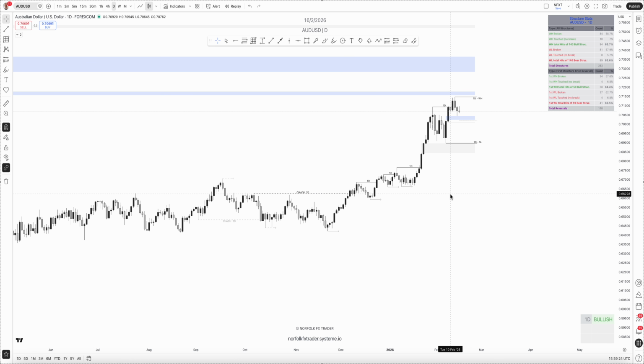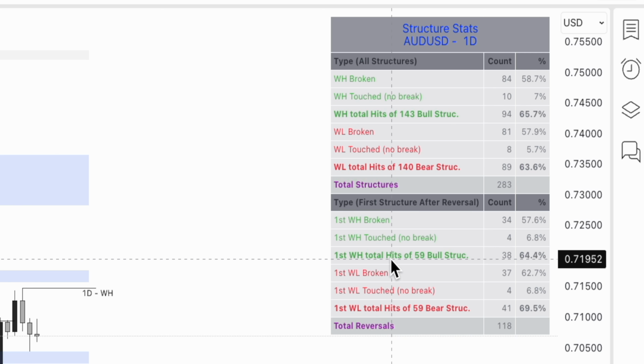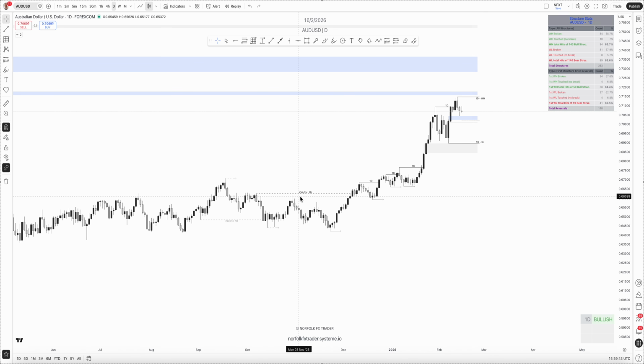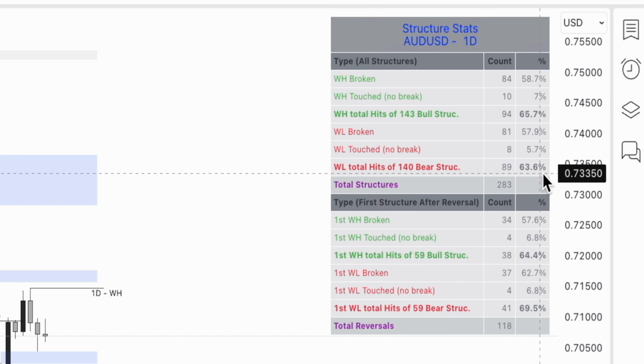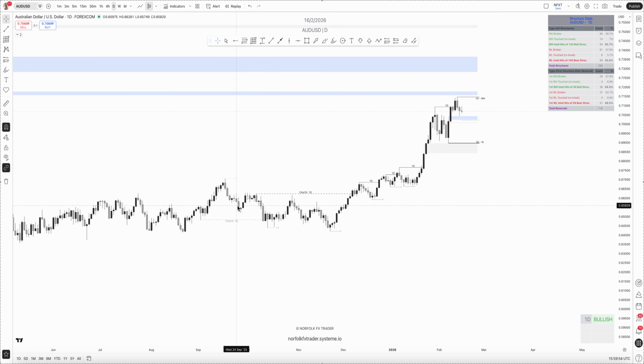And we'll look at a few other time frames in a moment. But if we look at these stats, for the week high, we've got a 65.7 and a week high on the first is 64.4. So in that scenario, I would not look to trade the change of character, not to the upside. And when we look at the week low here, we've got a 63.6, but on a week low first change of character, 69.5. So I would potentially look for a sell.